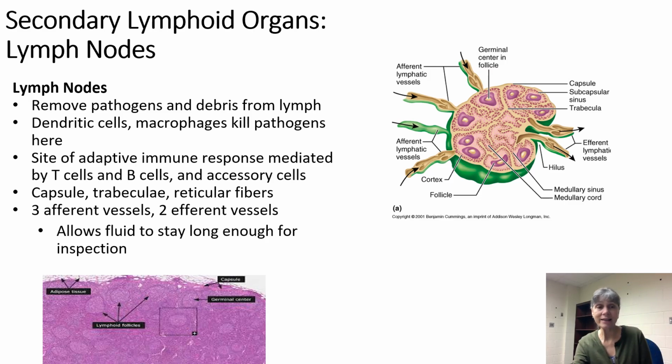So again, lymph nodes are going to be the site of the adaptive immune response that's going to be mediated by T cells and B cells, as well as accessory cells, which we'll be discussing later. And even though it says there are 3 afferent and 2 efferent vessels, that can depend on the source that you're reading. The fact that the lymph fluid has to filter through the lymph node before it exits allows the fluid to stay there long enough to allow for inspection of the fluid before it exits.